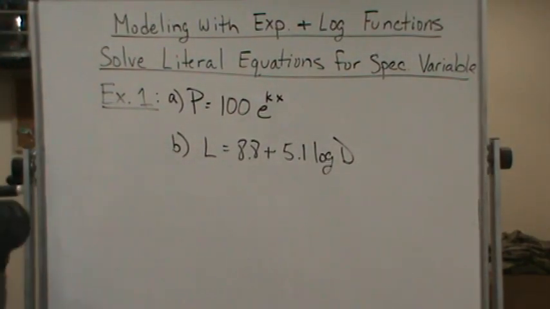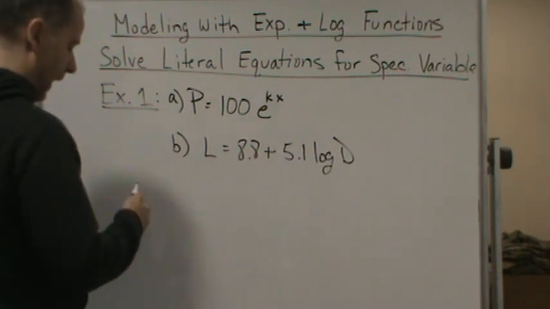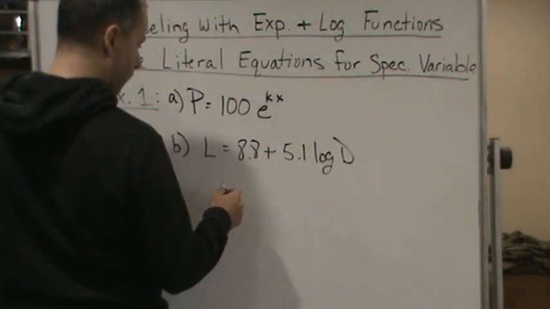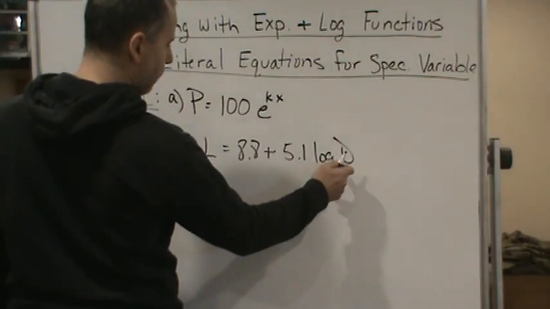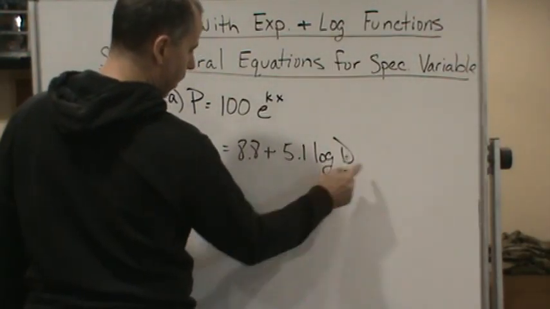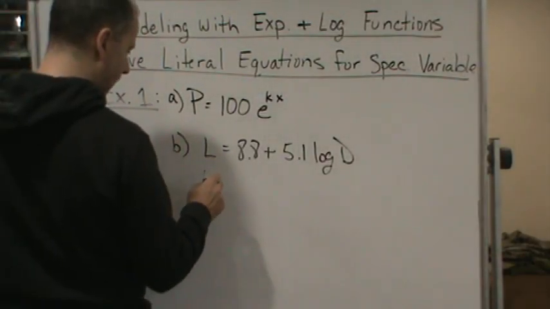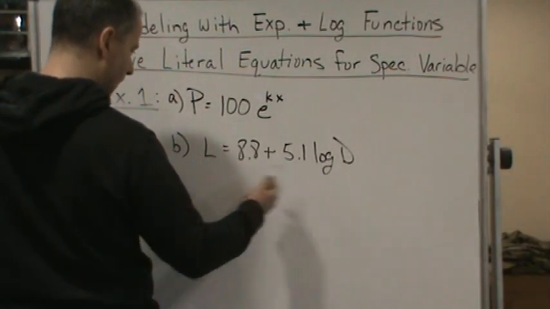Okay, now, let's do the same sort of thing with part B. But we're dealing with logs, so at this point what we're going to do is isolate the log, and then we're going to exponentiate both sides. So let's do that. So the first thing, in this case, let's say we want to solve for d in this case. So d is in the argument of the log, so that's why we're going to eventually have to exponentiate both sides. But first, let's isolate everything.